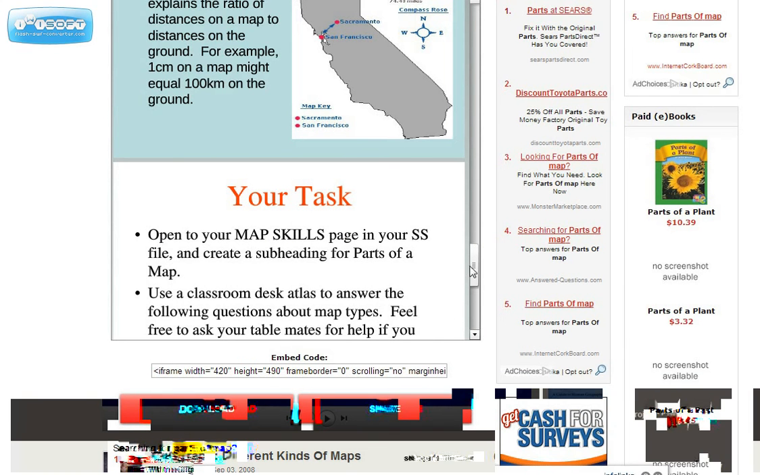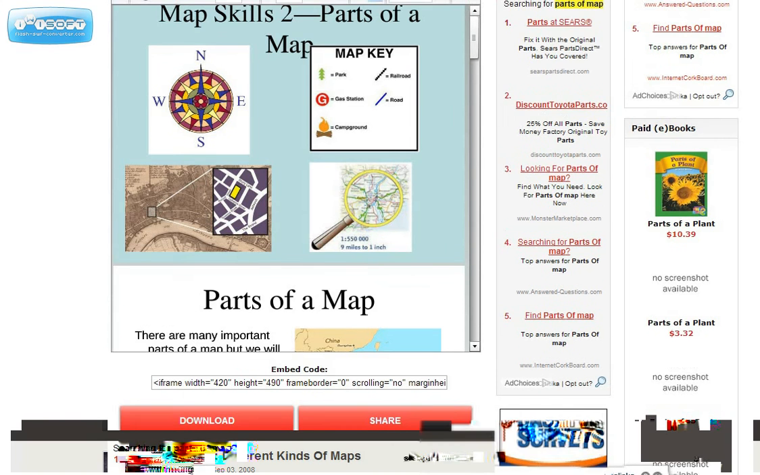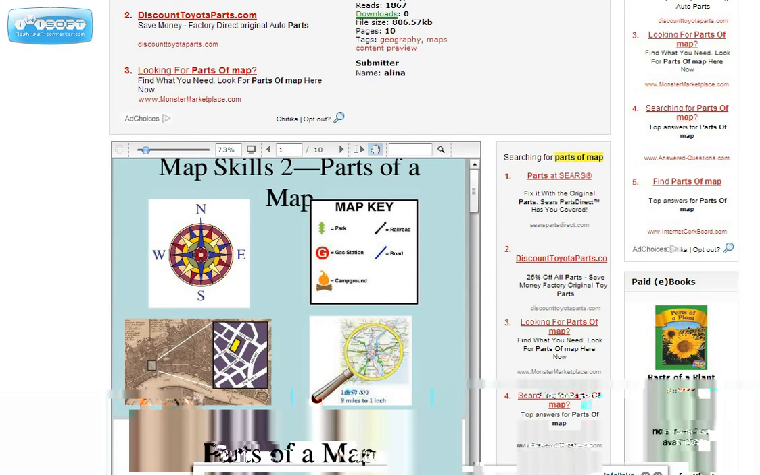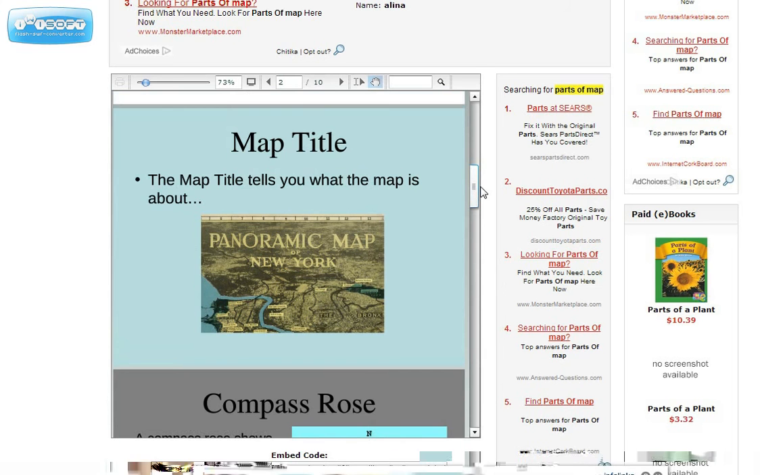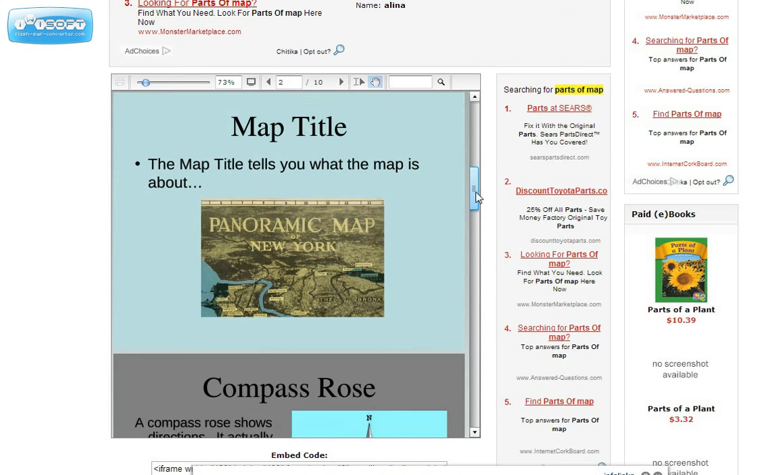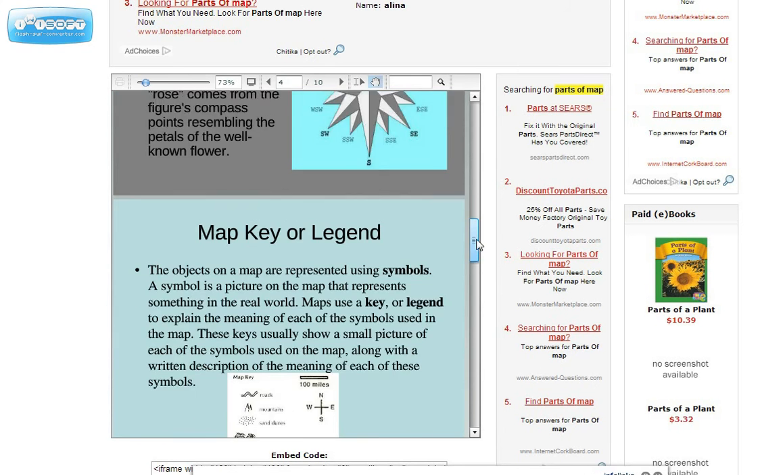Now we're going to move to the next part, and this is all about parts of the map. So I'm going to have you write down for number 2, 3, 4, and 5 the parts of the map that we're going to talk about. So 4 parts. We're going to talk about the map title. It tells us everything we need to know. Compass rose. Tells us which way is north, south, east, or west. Never eat soggy waffles. However you remember it, that's the 4 cardinal directions.